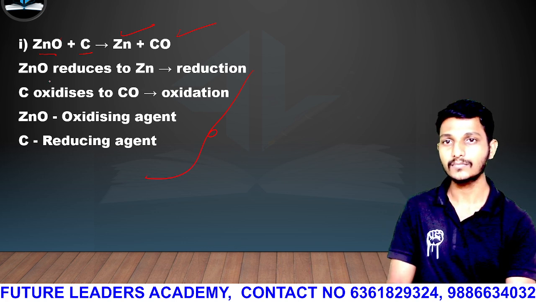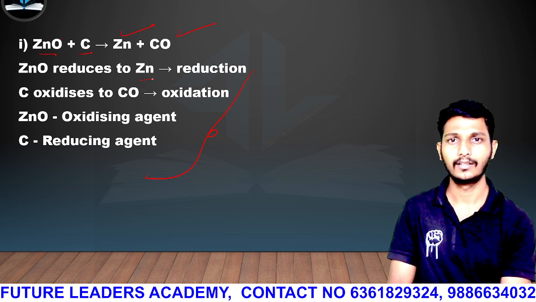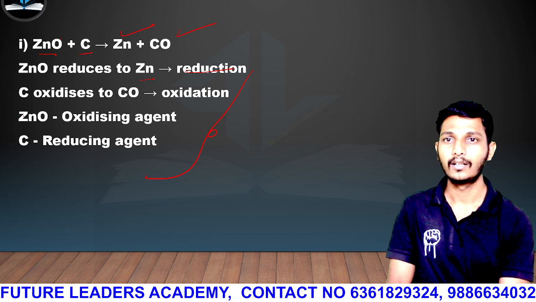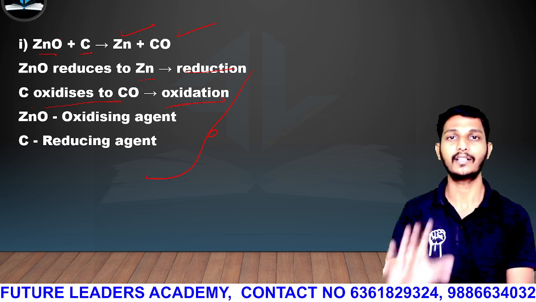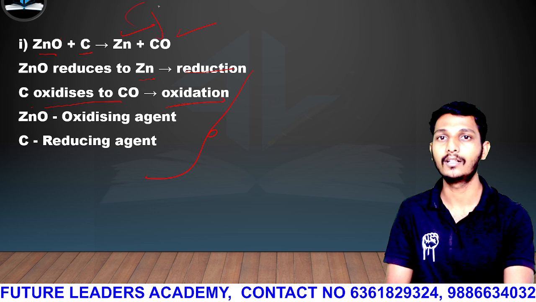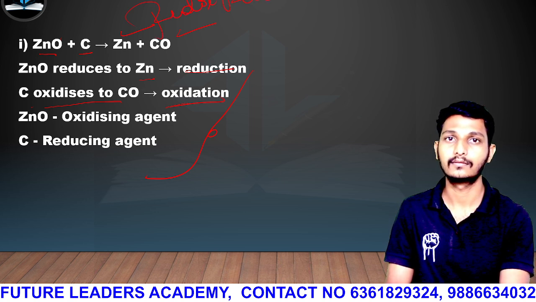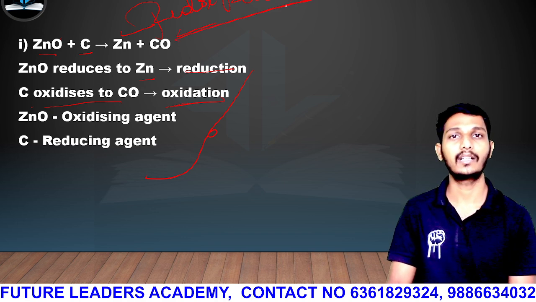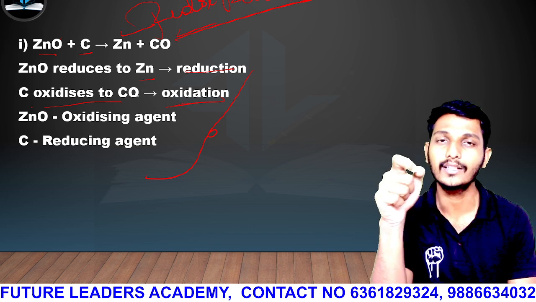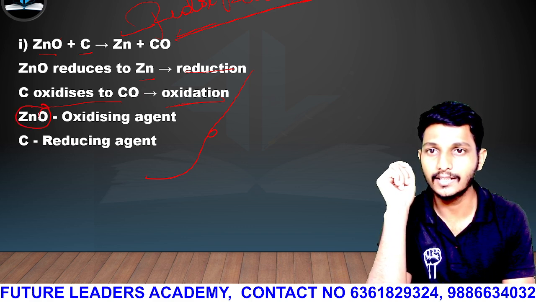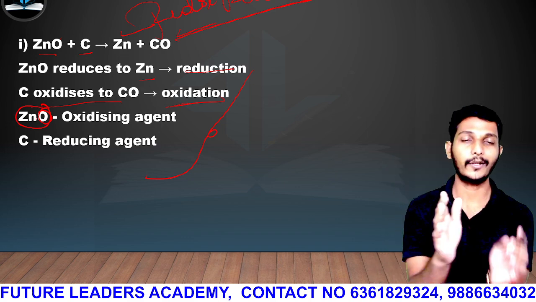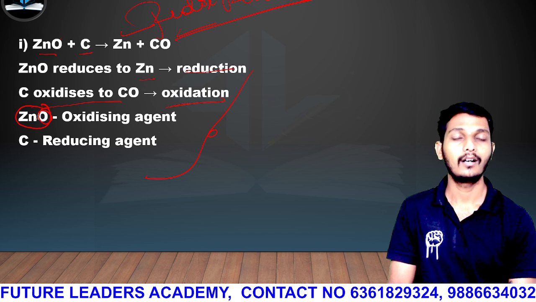Listen guys. ZnO is reduced to Zn, and reduction it is. C is oxidized to CO, oxidation. Reduction and oxidation both taking place simultaneously in a single reaction is a redox reaction. Redox reaction example it is. Clear? So one thing you have to remember, ZnO has oxygen. Zn has oxygen with it.